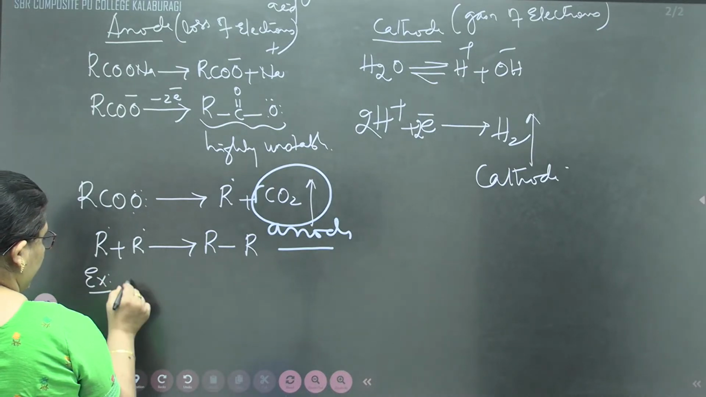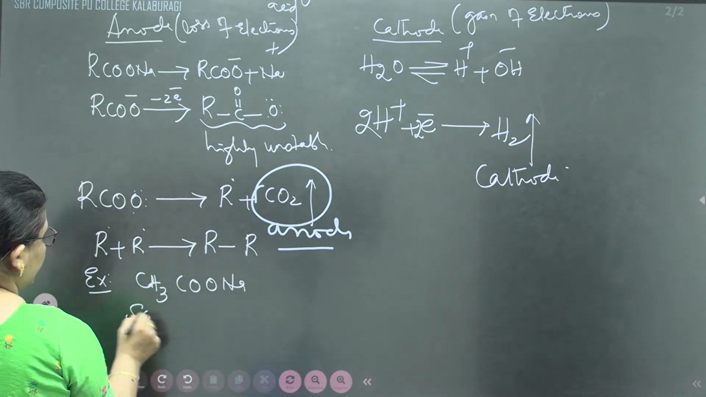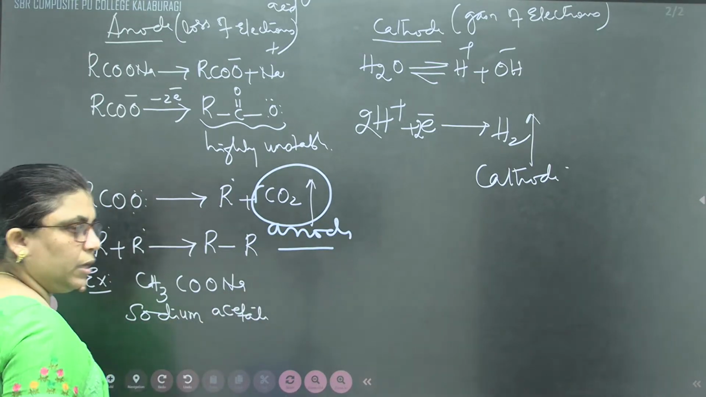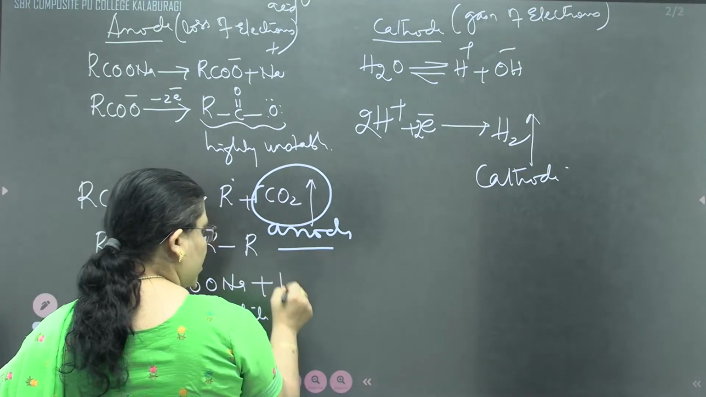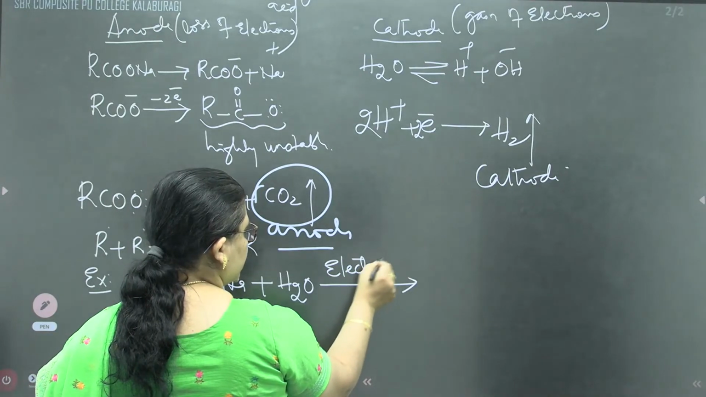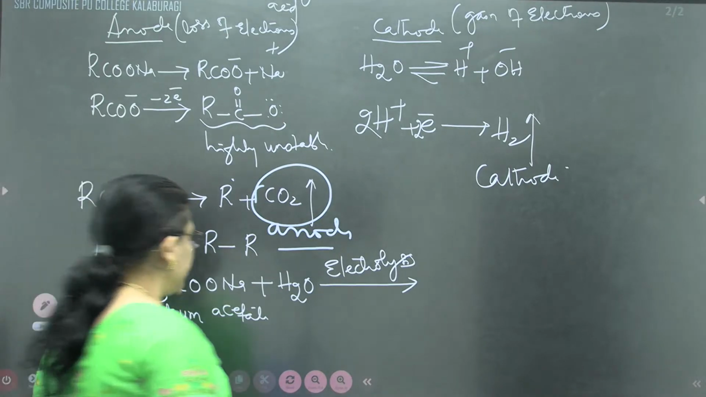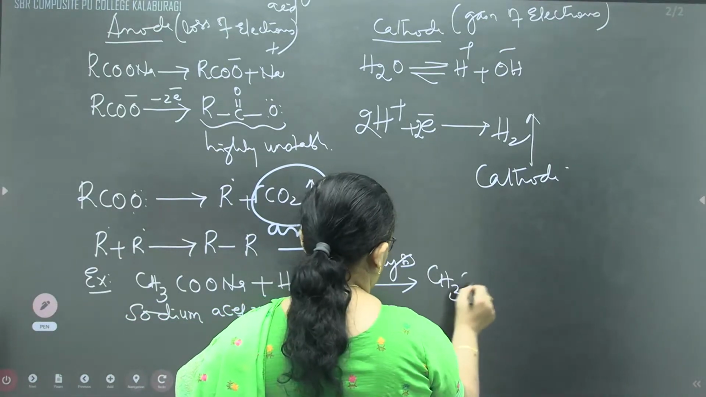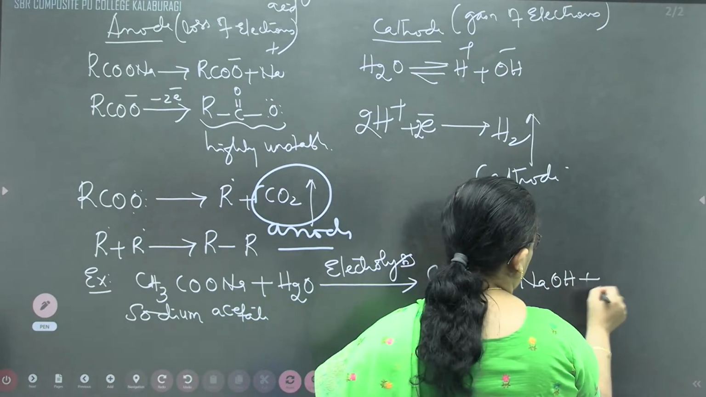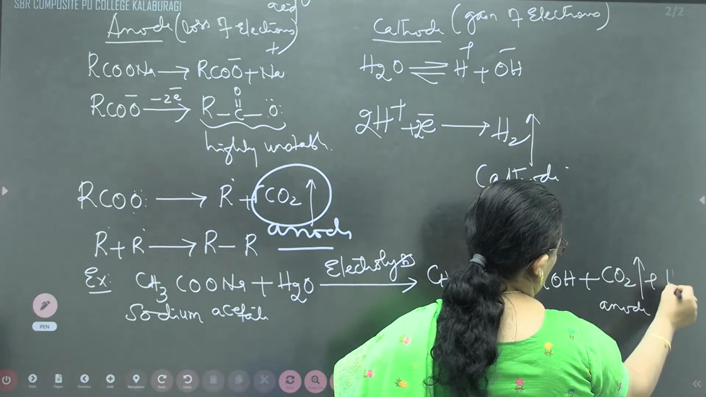Example, let us write one example. CH3COONa, sodium acetate. Sodium acetate on electrolysis in aqueous medium will produce ethane, correct? With the formation of sodium hydroxide, with the release of carbon dioxide at anode and hydrogen at cathode.